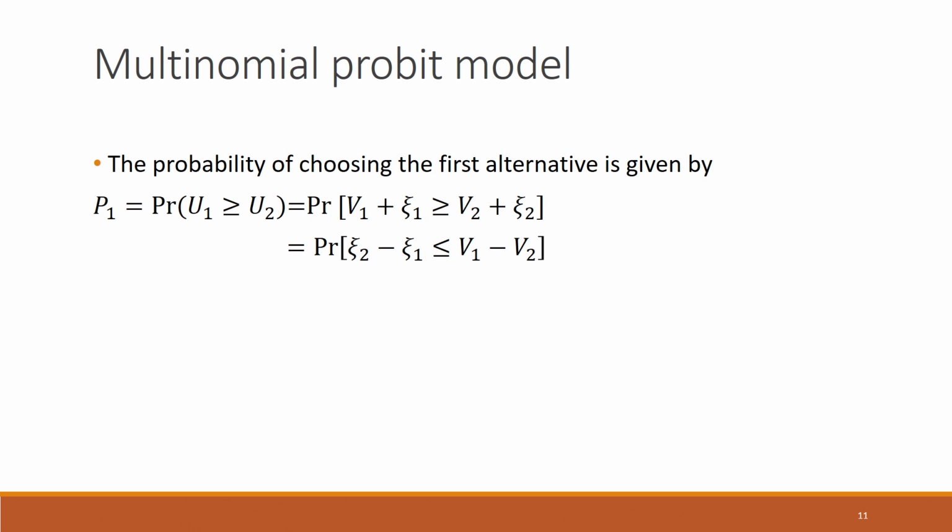Now, if you have to determine the probability of choosing the first alternative, it is equal to the probability that the utility of the first alternative is greater than or equal to the utility of the second alternative. The utility of the first alternative is the systematic component of the first alternative plus the error term of the first alternative, and similarly we can replace the utility of the second alternative here. So, we can take the error terms on one side. So, this is what we get here.